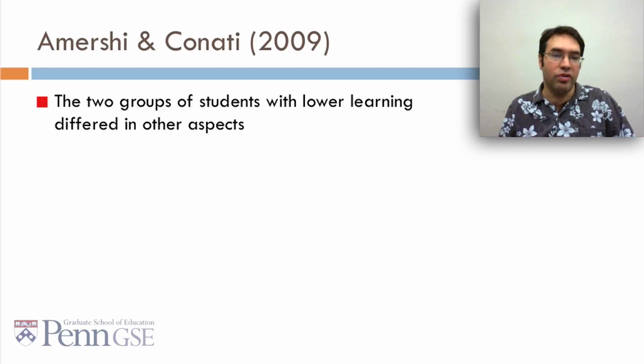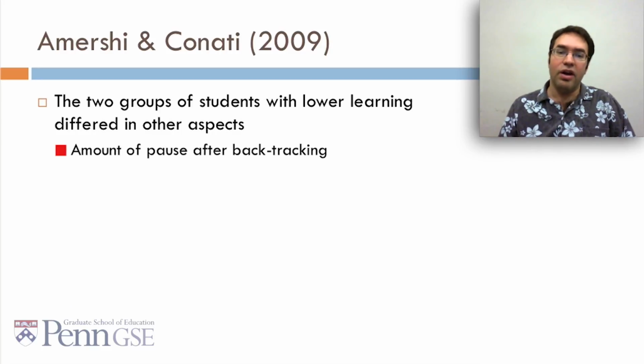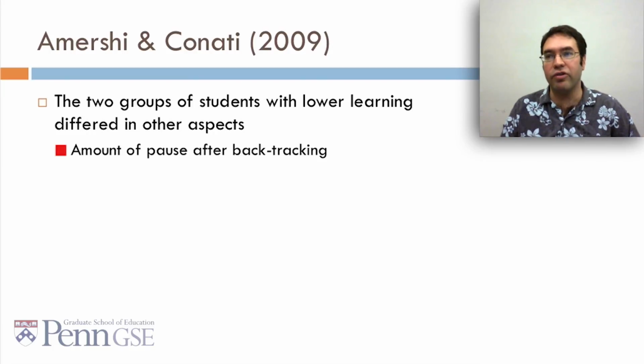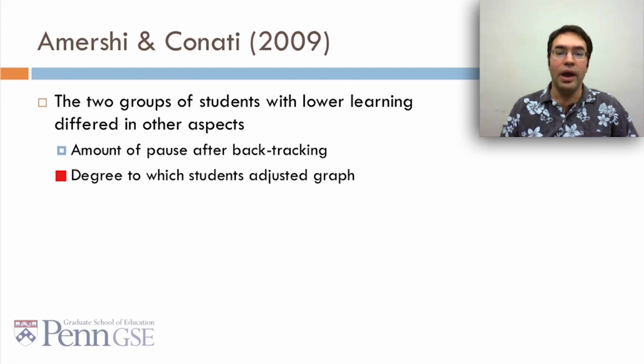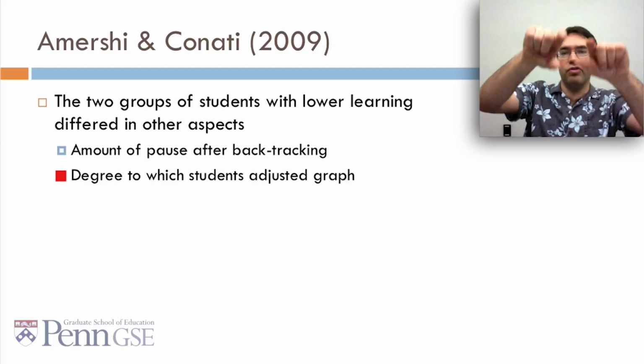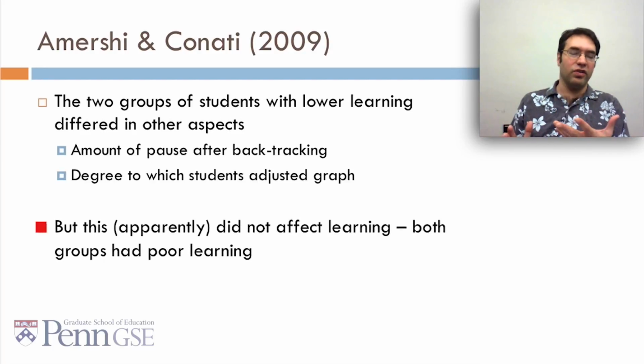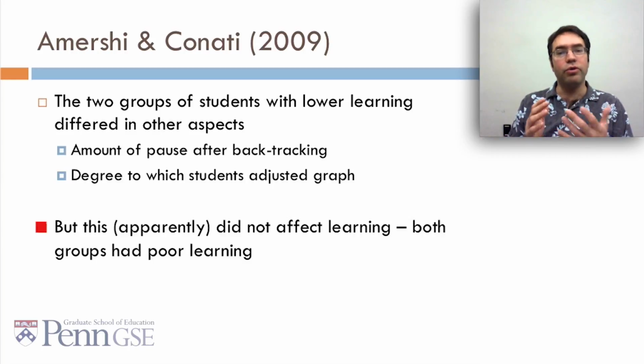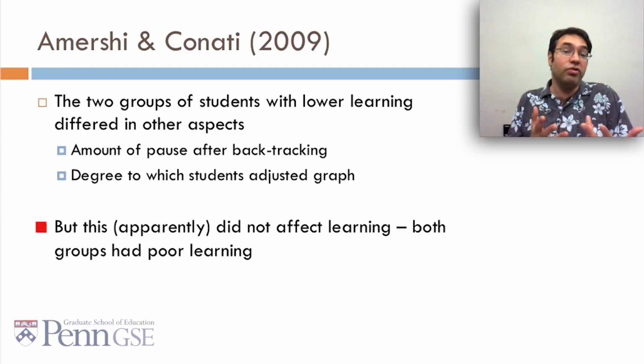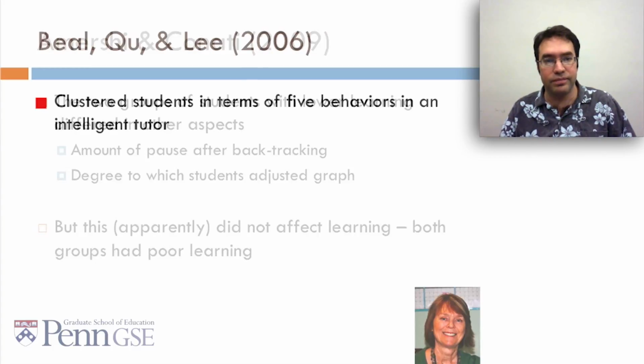But the 2 groups of students with the lower learning differed in other aspects. First of all, the amount of pausing after backtracking. One group paused more when they backtracked through the algorithm than others, and the degree to which the students adjusted the visual graph in the system. Interestingly, despite these differences, it didn't affect learning. Both groups had relatively poor learning. What really differentiated the poor learners from the better learners was, did they pause to self-explain?